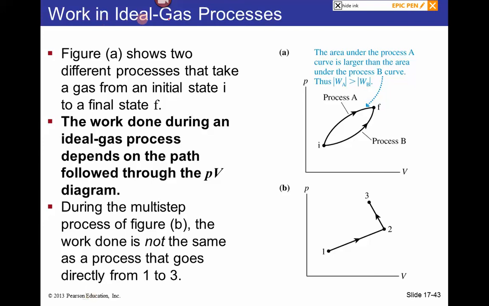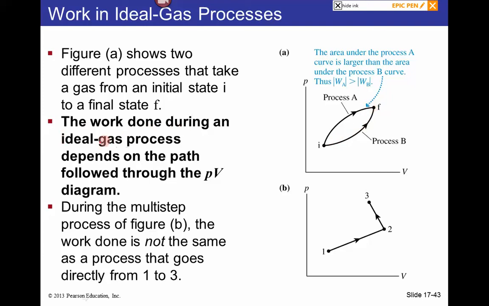So, work on ideal gas processes. We've seen the ideal gas equation, and we've seen that you can change an ideal gas by different processes: isobaric, isothermal, isochoric. We are interested in looking at what work is being done when the ideal gas goes through a process. You have here two processes, process A and process B. The area under the graph of process A is larger than the area under the graph of process B. Therefore, the work done during this process is greater than the work done during this process.